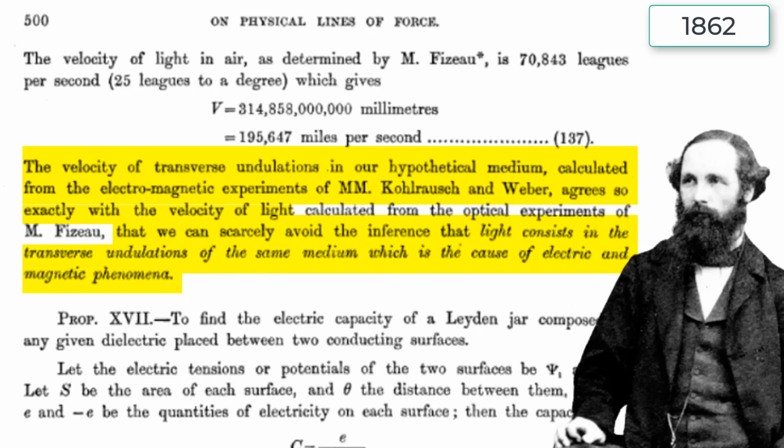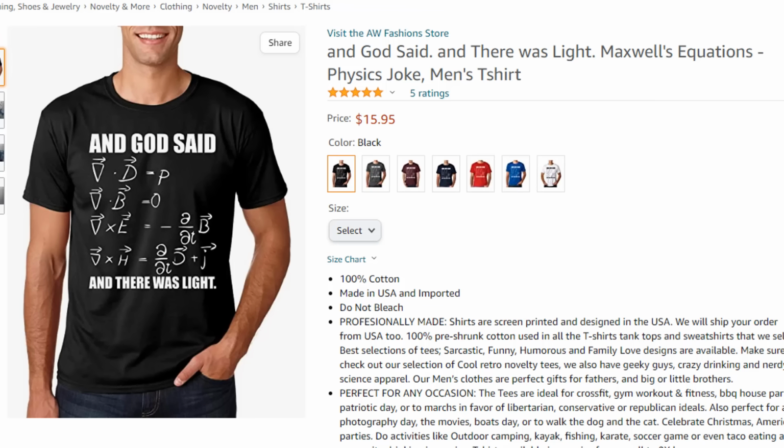Or as Maxwell put it in 1862, "the velocity of transverse undulations in our hypothetical medium, calculated from the electromagnetic experiments of Mr. Kohlrausch and Weber, agrees so exactly with the velocity of light that we can scarcely avoid the inference that light consists of these transverse undulations of the same medium, which is the cause of electric and magnetic phenomena." This is why you can buy a t-shirt that says, "And God said," then has Maxwell's equations and ends with the line, "And there was light."